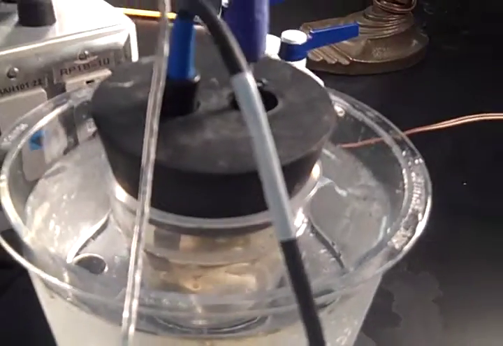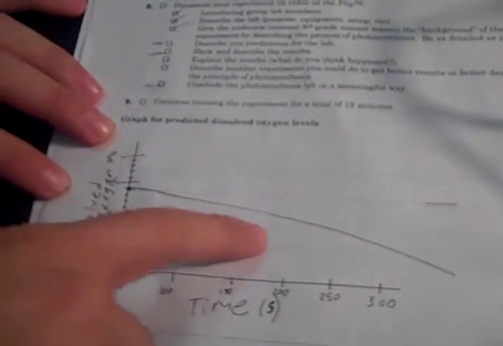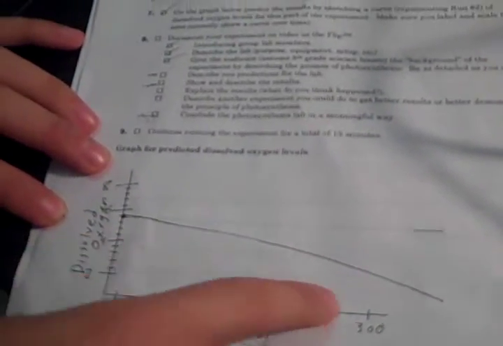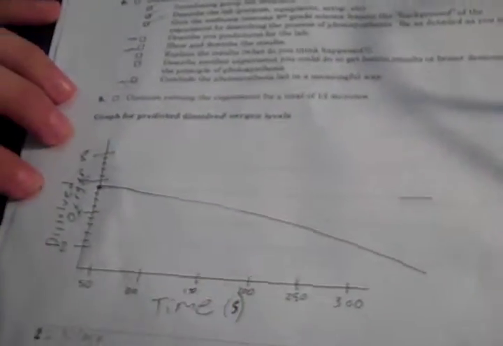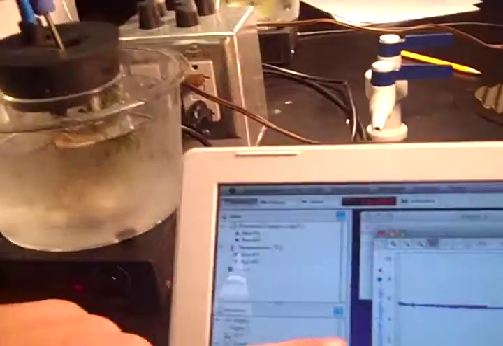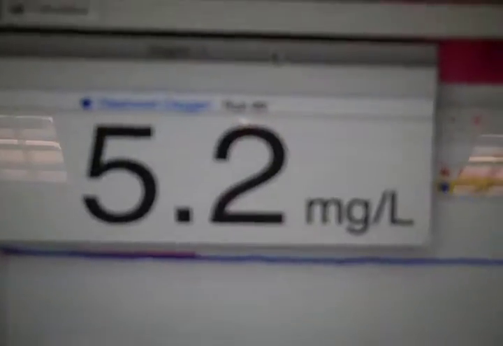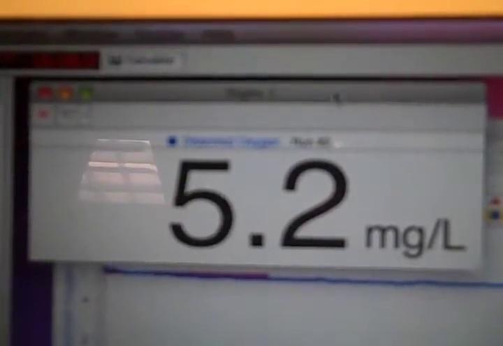Alright, so we got some predictions before the lab. It was our hypothesis that we thought it would decrease by a significant amount. And when we did it, we kind of got a little bit of a different answer. These were the results. It did decrease a bit, but it pretty much stayed the same. It started at 5.4 and it decreased to 5.2.